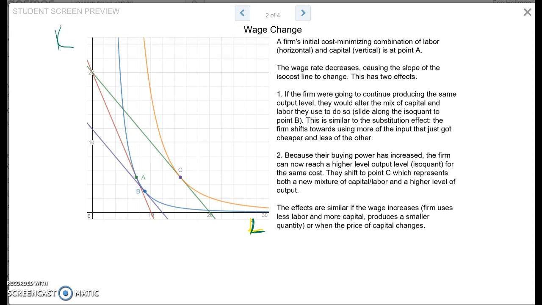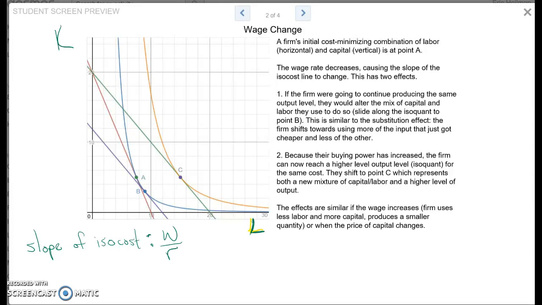So we start at point A, and wages go down in this scenario. Remember, the slope of the ISO cost line is W over R. So the cost of labor is going to go down, so wages are going to go down. And that changes the slope of the ISO cost line.